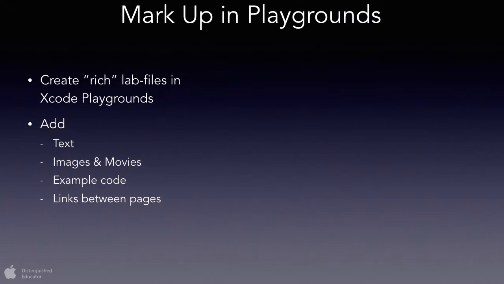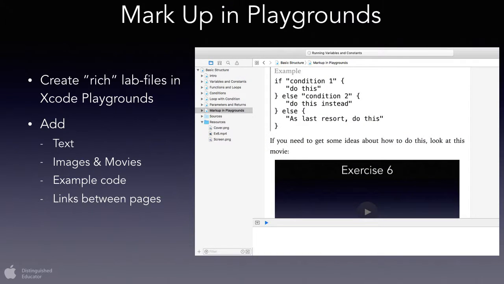You can create rich lab files in Xcode Playgrounds. You can add text, images and movies, example code, links between pages, etc. And here you can see a screen dump of one of those things that I've done. And actually we're going to do something like this in the exercise, where I've added to my example file a page that is about markup in Playgrounds. So here I've added some example code and some text and actually a movie.